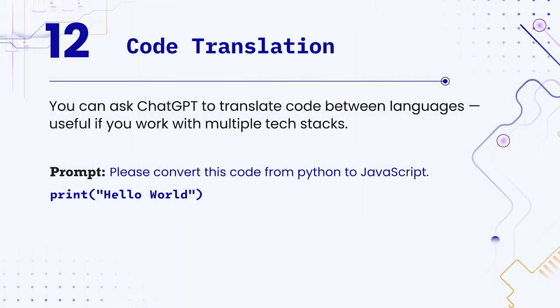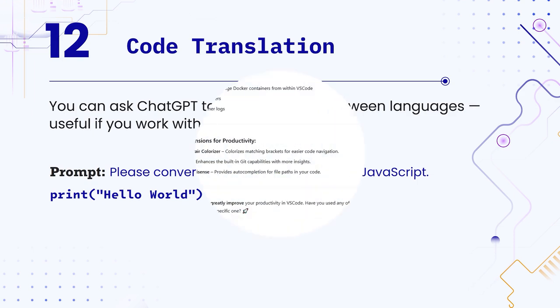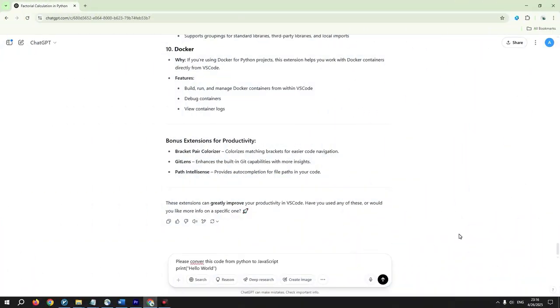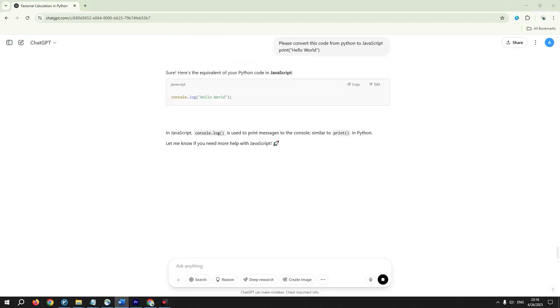12. Code translation. You can ask ChatGPT to translate code between languages, useful if you work with multiple tech stacks. Please convert this code from Python to JavaScript. You can easily convert code from one language to another.